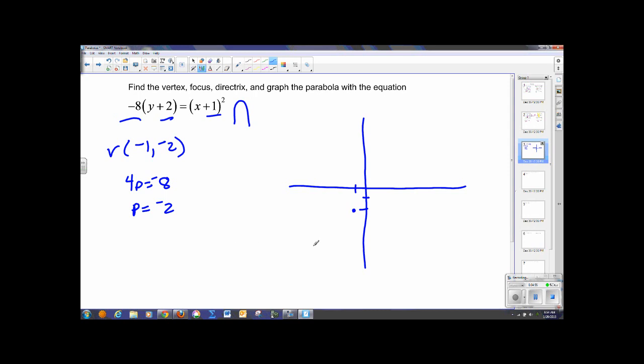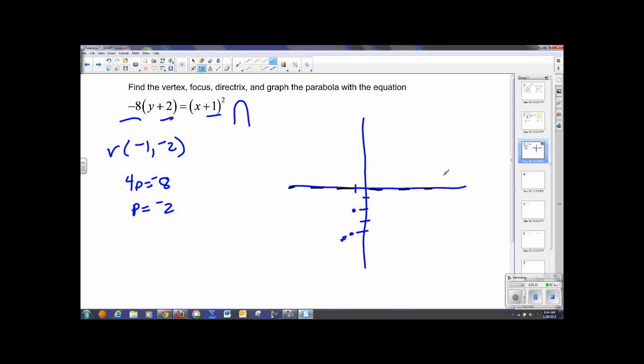So I know that in this case, if p is -2, I can go down 2, and I will get my focus, and up 2, and I will get my directrix. So from this information, I can now write what my focus is and what my directrix is.